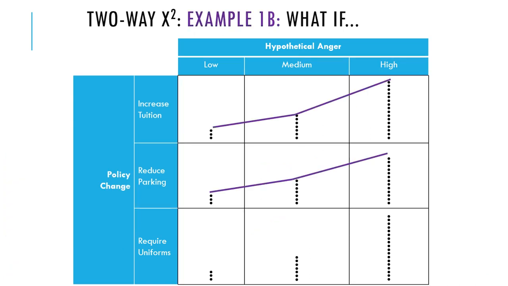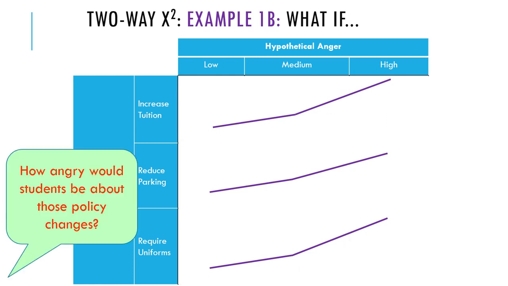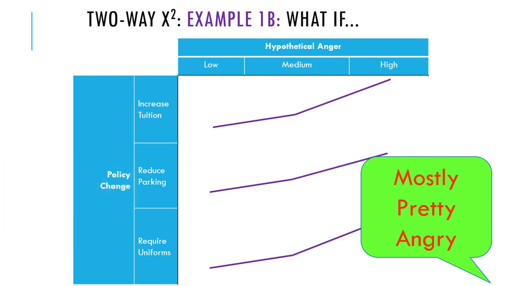Then we talked about a situation where it doesn't depend. The pattern across hypothetical anger is the same for all three of the different policies. Therefore, it doesn't depend. Therefore, there is not an association.